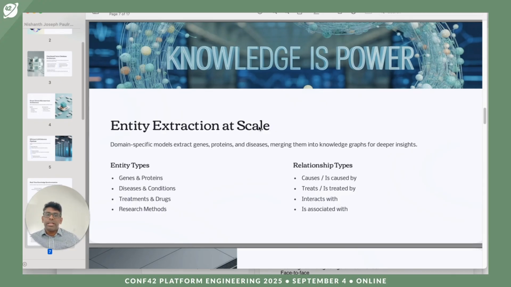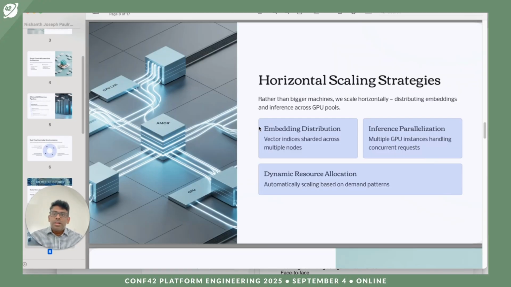So which means we can navigate easily through these entities and their relationships and find out the right information which we need. And we also need to understand the horizontal scaling strategies. Rather than bigger machines, we scale horizontally, distributing embeddings and inferences across GPU pools. So we need to distribute, and horizontal scaling will help us to avoid cost when it's not needed and also help us to meet the demand when it's really needed.